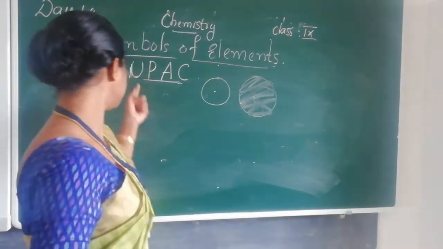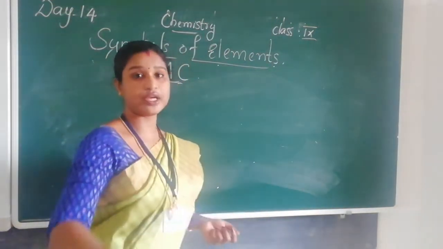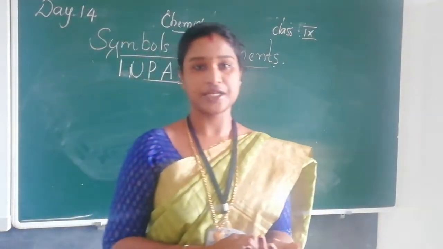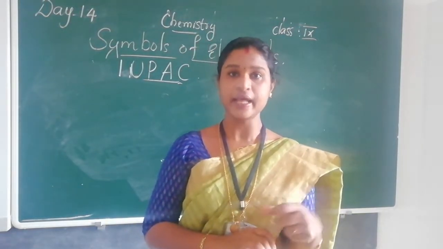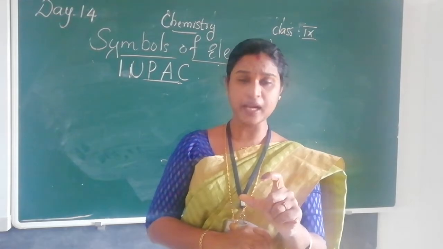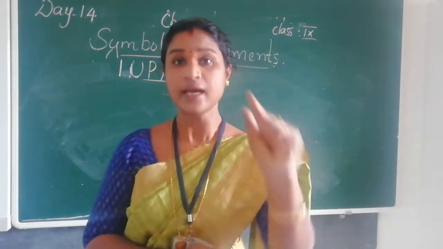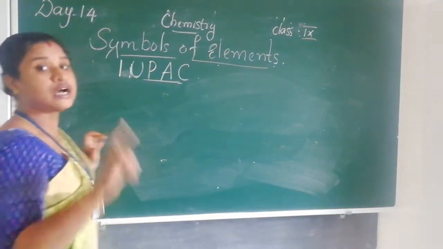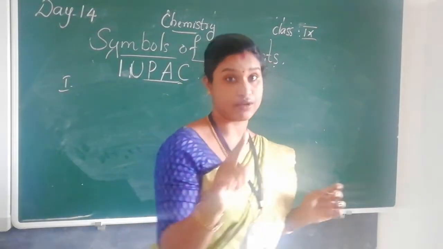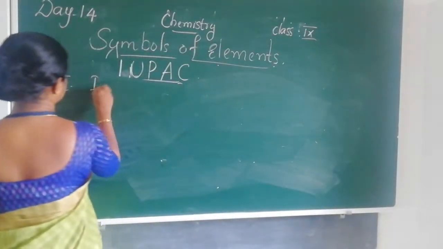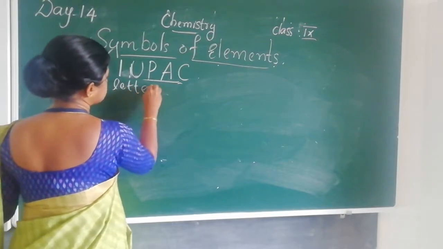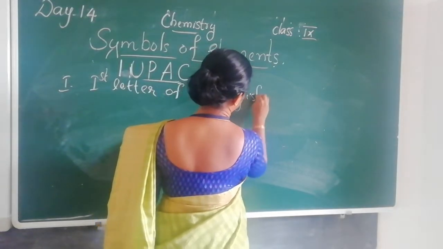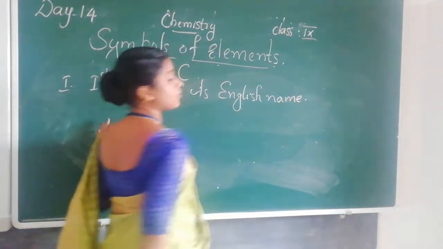The first rule given by IUPAC is the first letter of its English name. That means when you consider an element, its symbol is represented by taking the first letter of its English name. So let's check. What is the first rule? First letter of its English name.